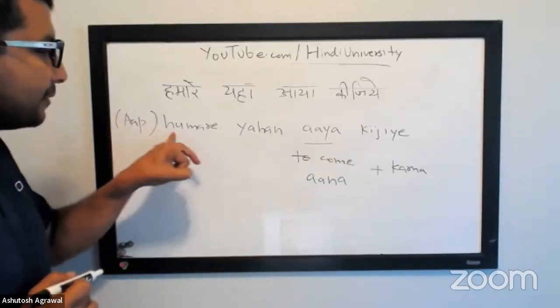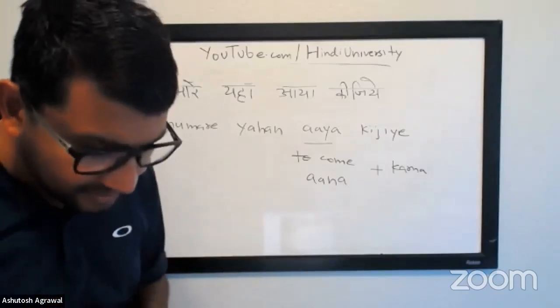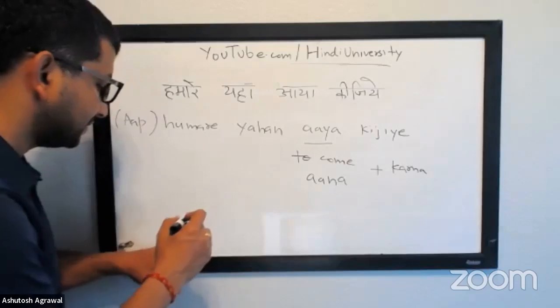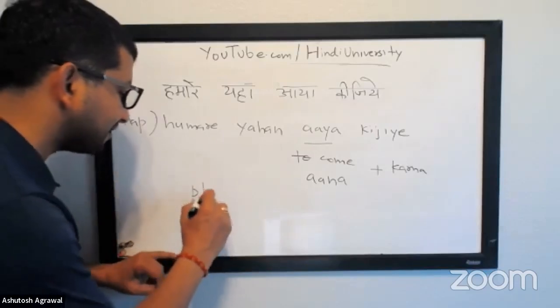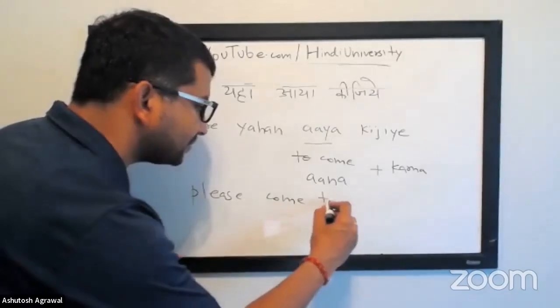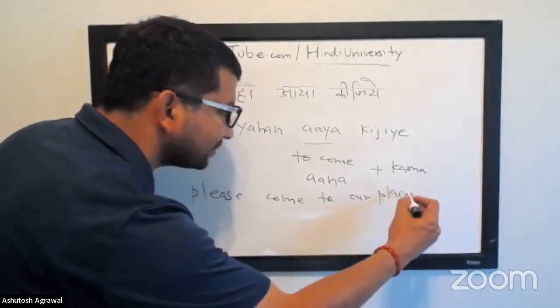So when you're telling someone, हमारे यहाँ आया कीजिए, what does it mean? To come to us. Come here. Yeah, to us. Please come to our place. Please come to us or to our place. Yeah, so if you're inviting someone regularly, please come to our place.